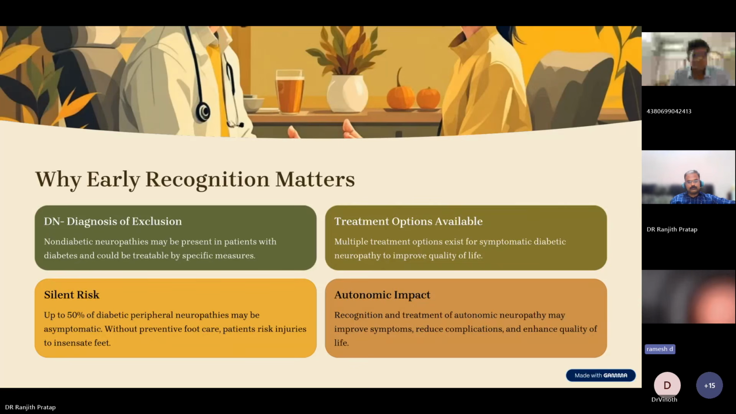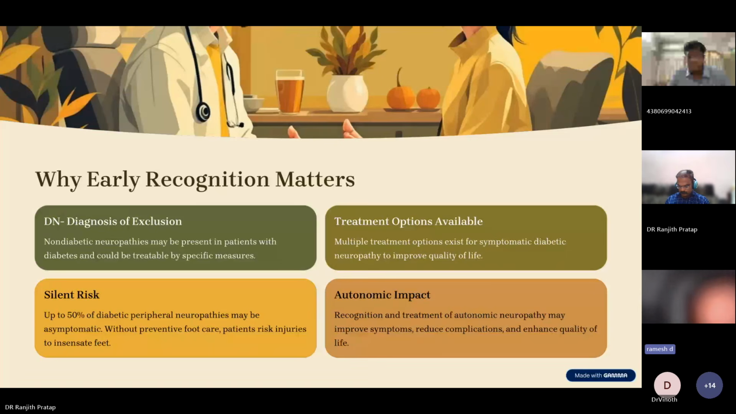So 50% of diabetic people may be asymptomatic. So we should do regular screening for the asymptomatic patients also, to diagnose the foot at risk and also to prevent the neuropathic complications, especially injuries and diabetic foot ulcers. And in turn, we can prevent foot amputations and also save the lives of diabetic patients.